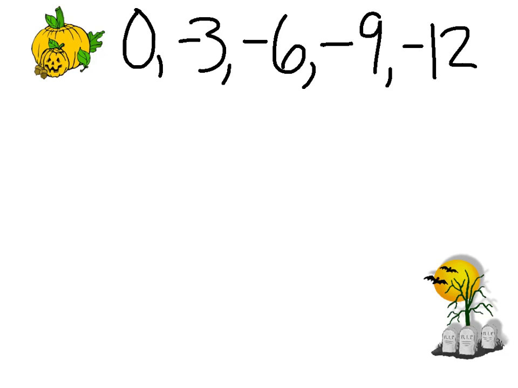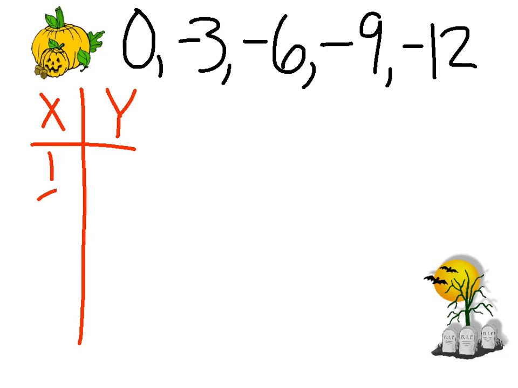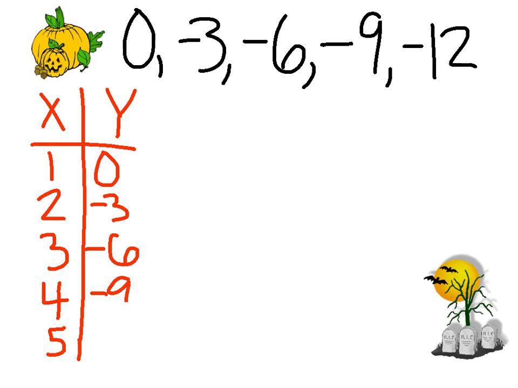Practice problem number 2. Okay, for the practice problem, first thing we want to do is put our numbers into a table. For the x's, we have 1, 2, 3, 4, and 5. For the y's, we have 0, negative 3, negative 6, negative 9, and negative 12. First thing we want to do is find the difference between our y's.